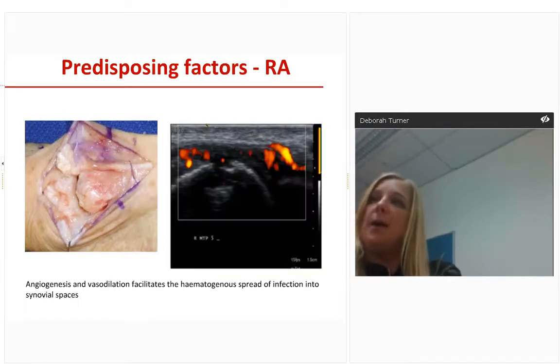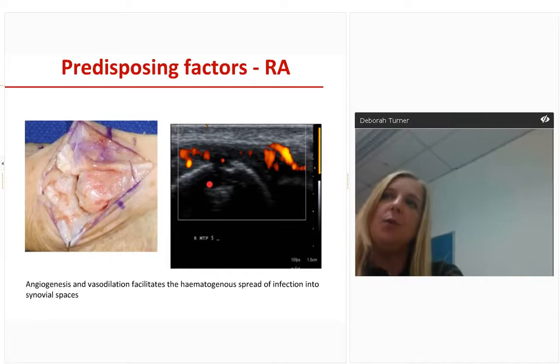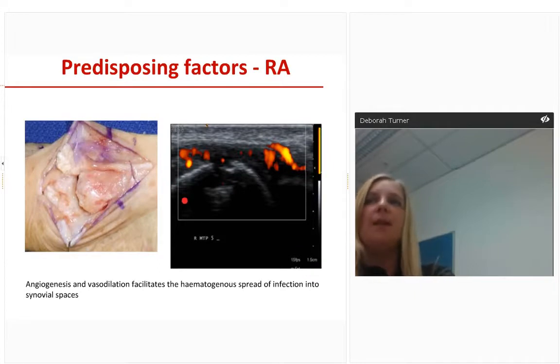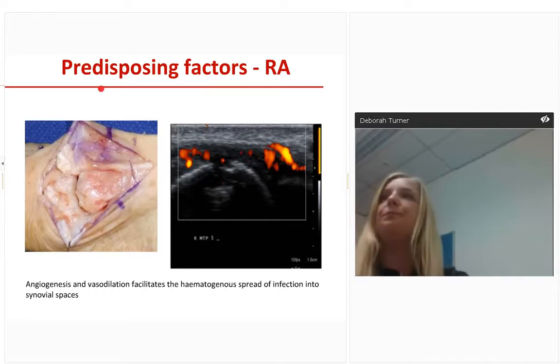What we've also got to consider as part of the inflammatory process, and what we're looking at here, is an ultrasound scan of a patient's metatarsal head. We can see a distinct erosion here, so bone irregularity. This black area here is thickening of the joint capsule, and we can see the presence of a power Doppler signal. This power Doppler signal is representing new blood vessel formation, so angiogenesis, combined with vasodilation associated with inflammation, which really does facilitate the hematogenous spread of the infection into the synovial cavities.